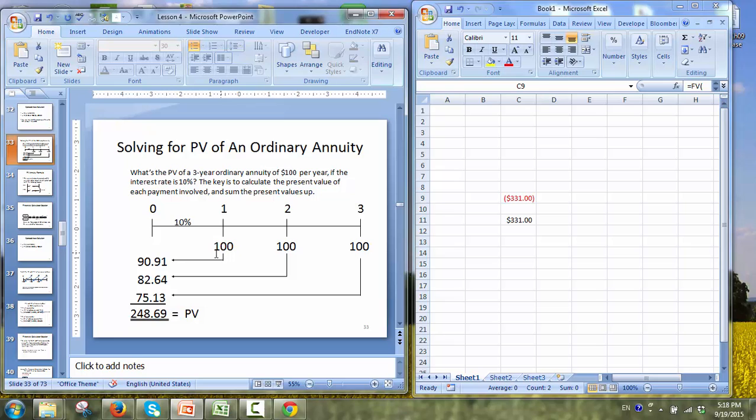So we are looking at the present value of every cash flow, and we sum them up. For example, 82.64, how do we get this number? We're actually using 100 divided by 1 plus 10% to the power of 2, because there are 2 years between today and the end of the second year. And 75.13 is 100 divided by 1 plus 10% to the power of 3. We sum all these numbers up, and we get 248.69, the total present value of this 3-year ordinary annuity.